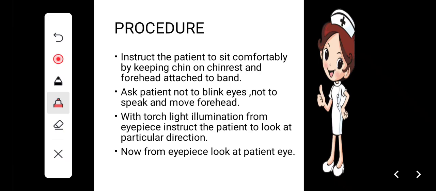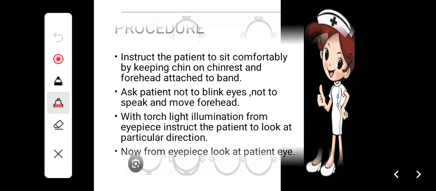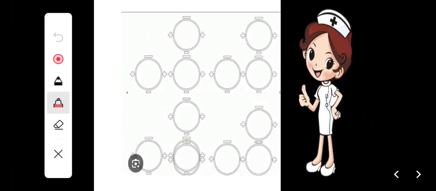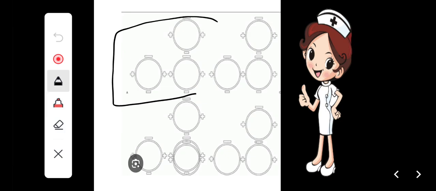The examiner has to illuminate the torch from the eyepiece and instruct the patient to look in a particular direction. Now the examiner has to look at the patient's eye. So whenever the examiner looks at the patient's eye, first of all these mires will appear. Okay, only this diagram will appear.